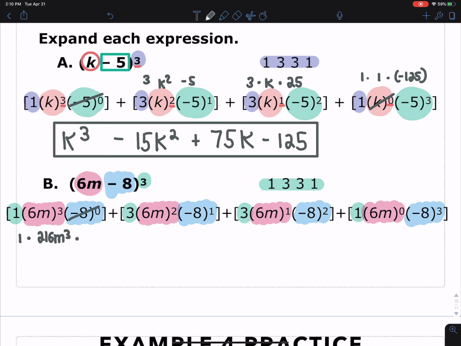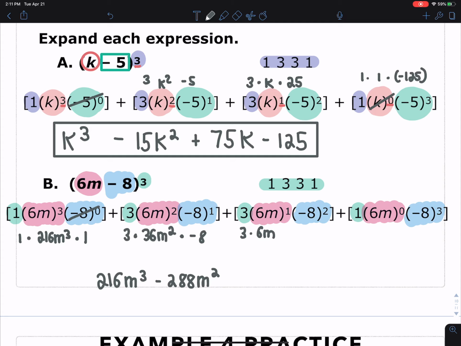Anything to the 0 power is just 1. So our first term is 216m to the third. And then we have 3. 6m squared is going to be 36, the quantity 6m squared. So square the 6, square the m. And then we'd have to multiply that by negative 8. So 36 times 8 would be minus 288m to the second. And then this is 3. 6m to the first power is just 6m.